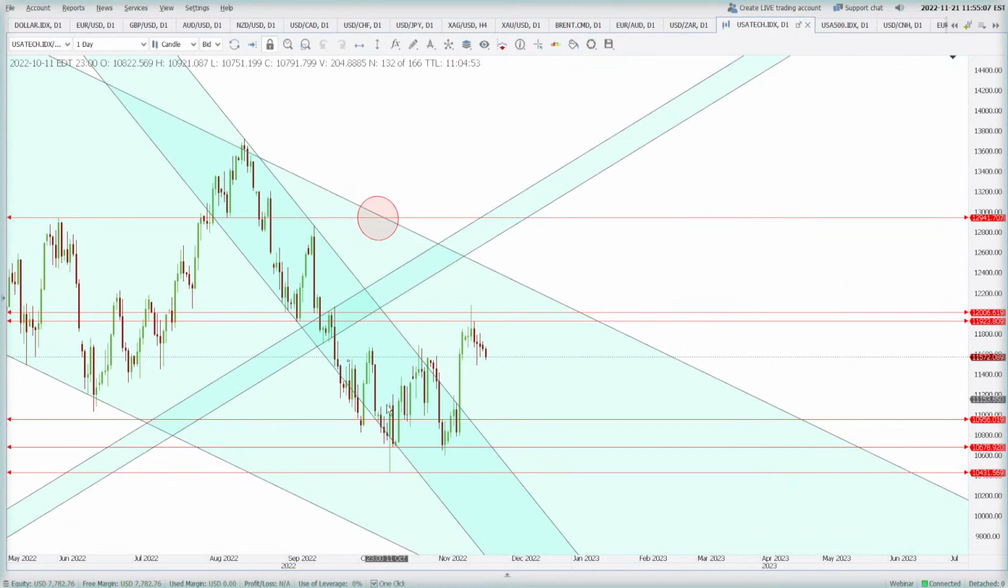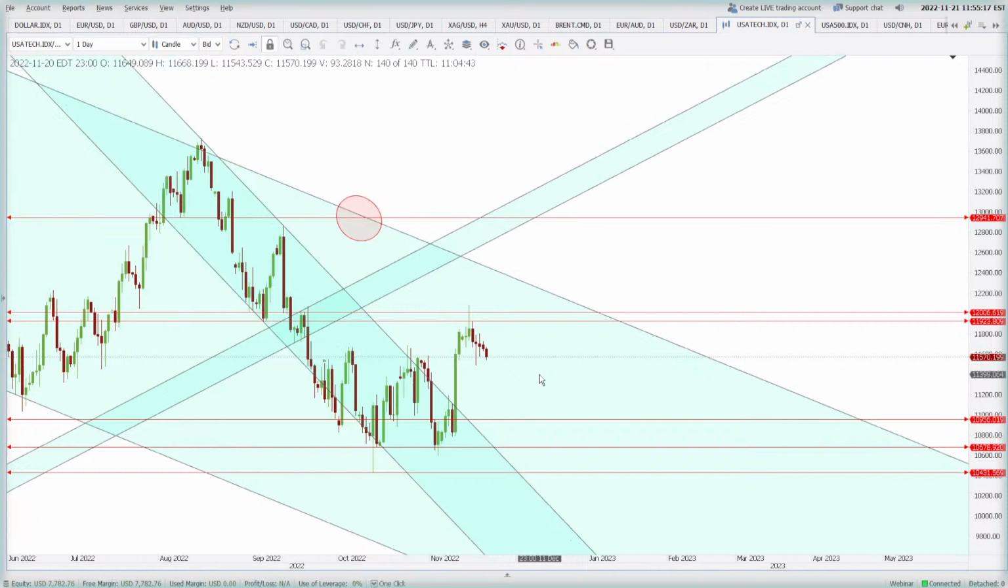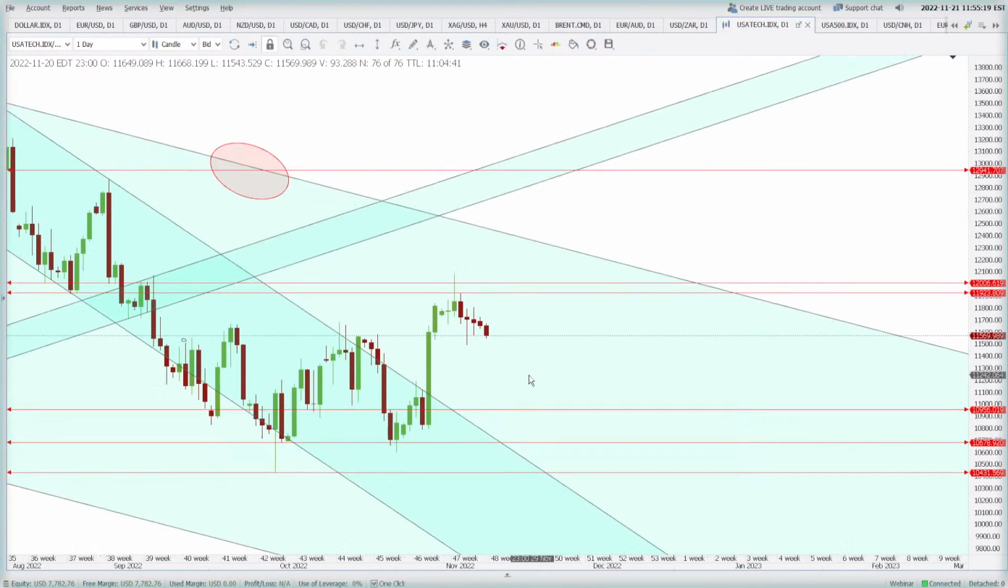USA Tech has taken support at 10,431, is finding resistance at 12,006 levels, and now I think it is proceeding towards 10,956. But for that to be sure, we need a close below the low of this candle, that is 11,490. We need a close below this 11,490 for the previous levels to be exposed.